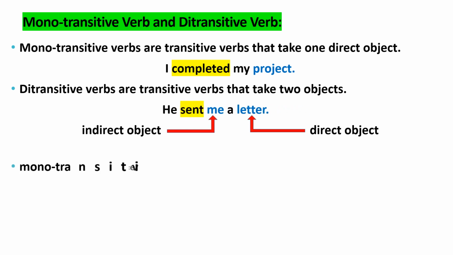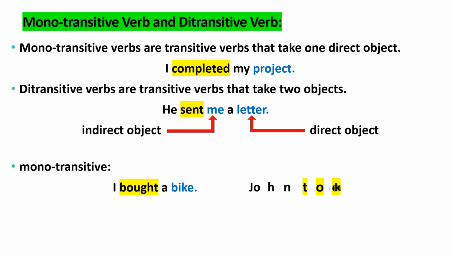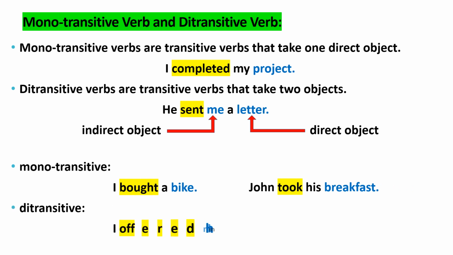Some examples of monotransitive verbs are: I bought a bike. John took his breakfast. Some examples of ditransitive verbs are: I offered him my seat. Elise gave him a flower.